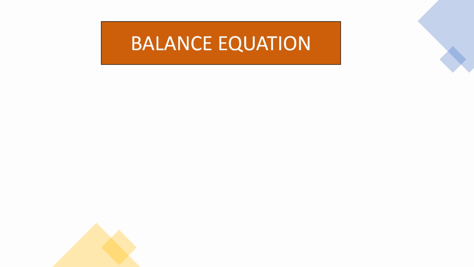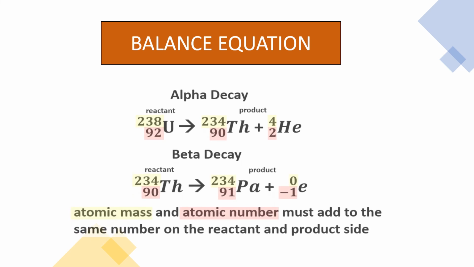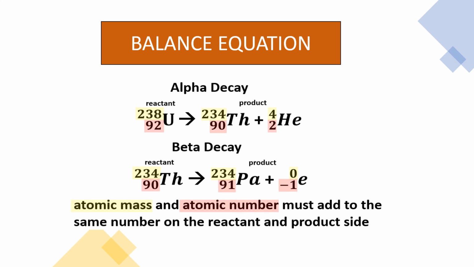We already learned about equations for all radiation. We should know that all these equations must be balanced. In a nuclear decay reaction, you must be certain that the combined atomic mass of the reactant equals the combined atomic mass of the product. Same goes for the atomic number. All of these must add to the same number on the reactant and product side.